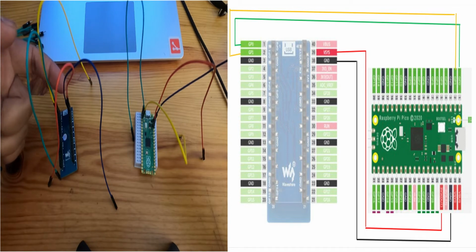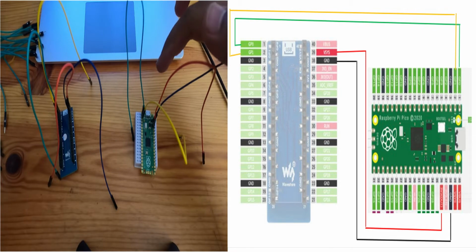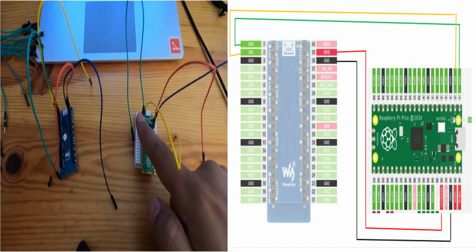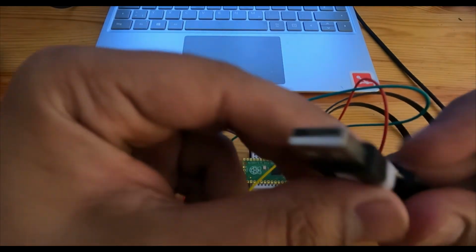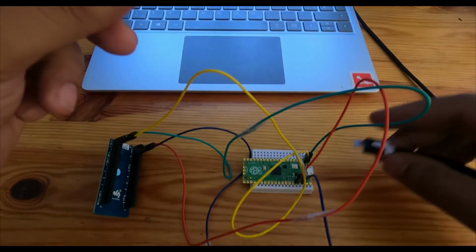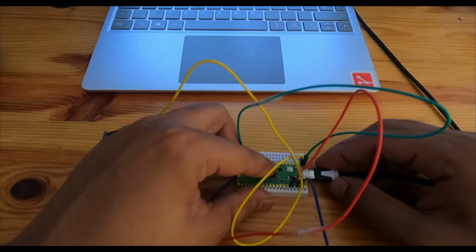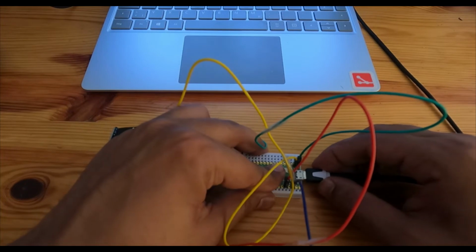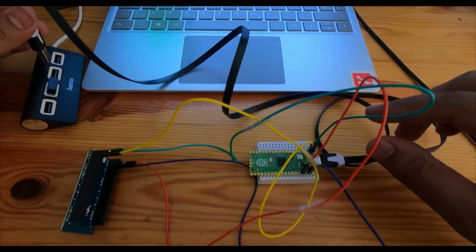Now I have connected all those pins with specific color codes: red, black for VCC and ground respectively, and green and yellow for transmission and receiving end. So I'm taking the USB cable, which has one side micro USB, and I'm connecting the USB to the Pico microcontroller. That's how it has to be done.